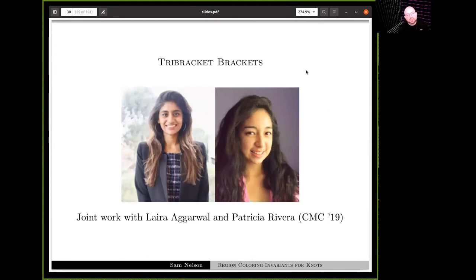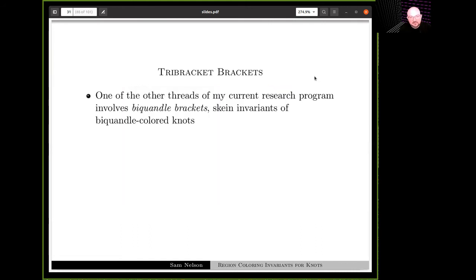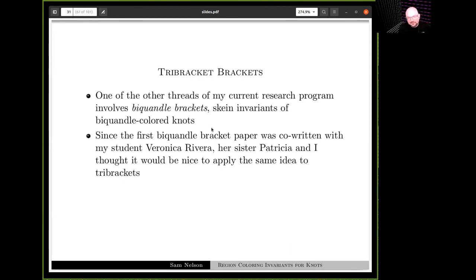Okay, so moving in a slightly different direction, let me tell you briefly about tribracket brackets. So this is joint work with Lyra Agarwal and Patricia Rivera, who were both students of mine at Claremont McKenna. One of the other threads of my current research program involves what I call biquandle brackets. And it's just a coincidence that the word bracket there is not the same bracket from tribracket, but tribracket bracket. So the bracket in biquandle bracket comes from Kauffman bracket. So these are skein invariants of biquandle colored knots.